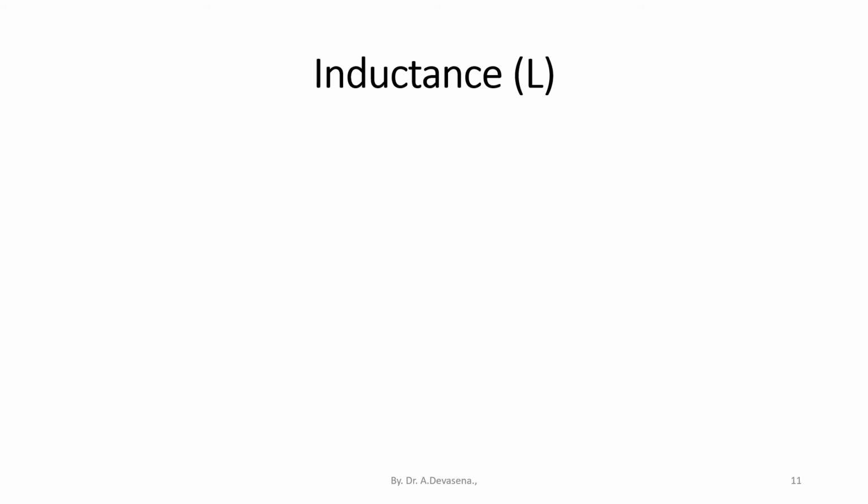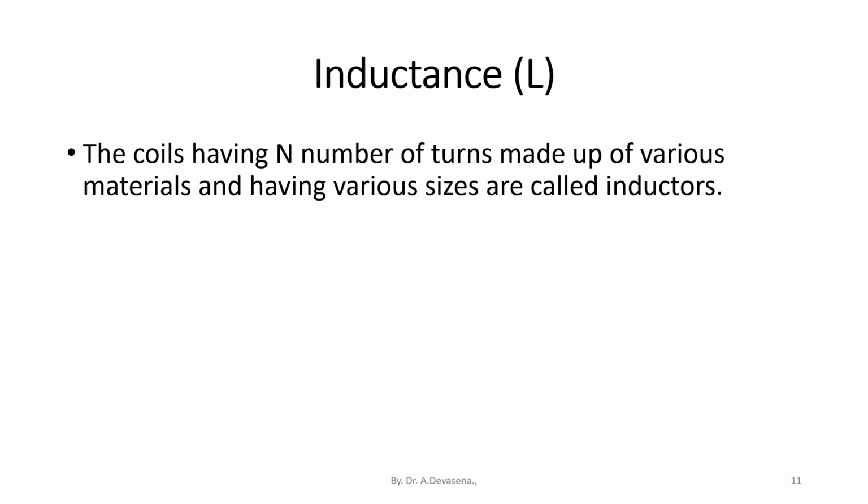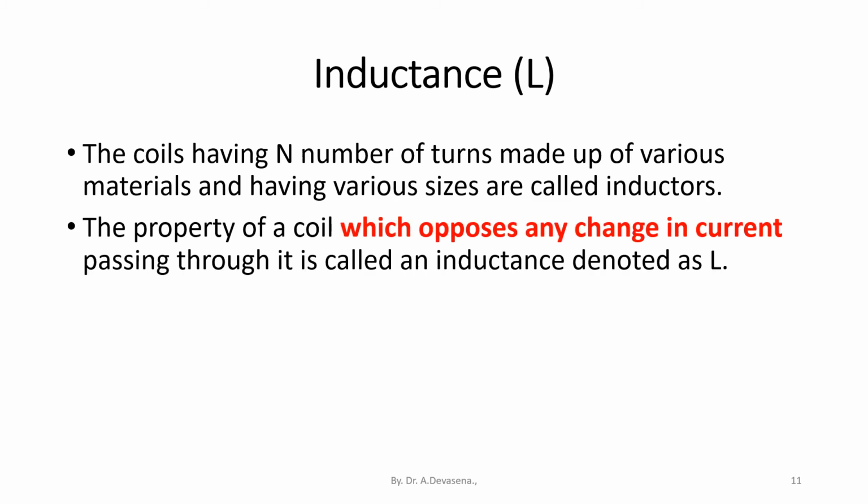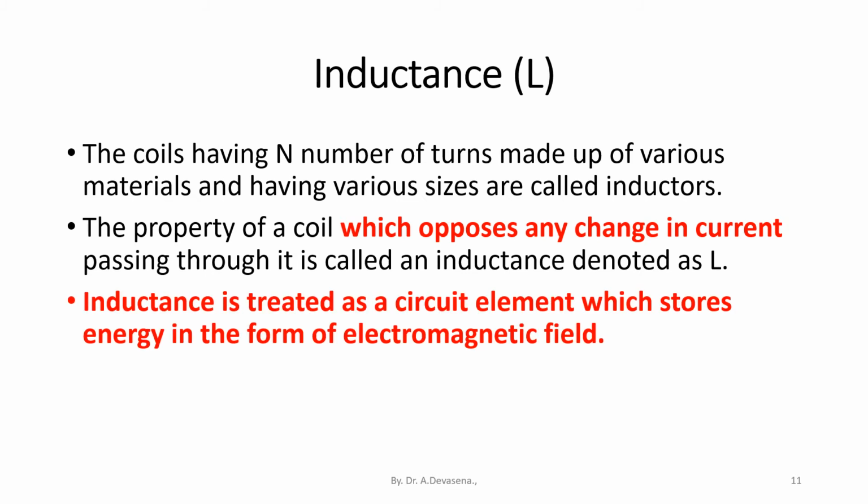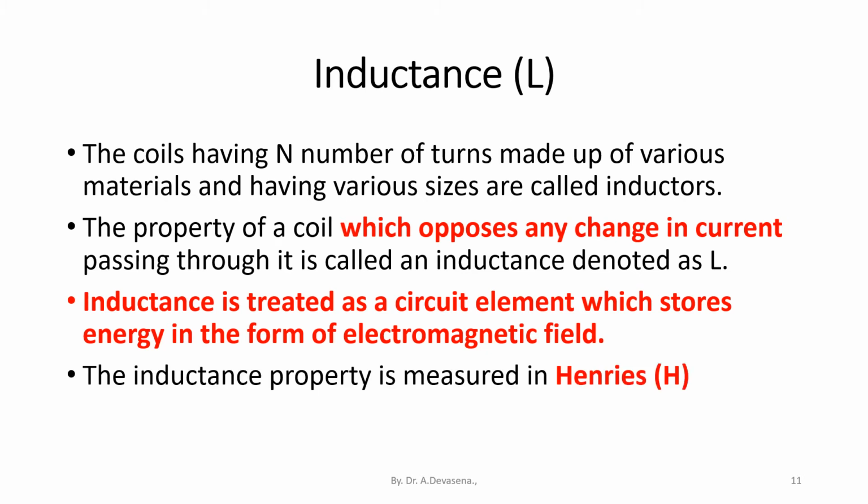Let us see inductance L. The coils having N number of turns made up of various materials and having various sizes are called inductors. The property of a coil which opposes any change in current passing through it is called an inductance, denoted as capital L. Inductance is treated as a circuit element which stores energy in the form of electromagnetic field. The inductance property is measured in Henrys, capital H.